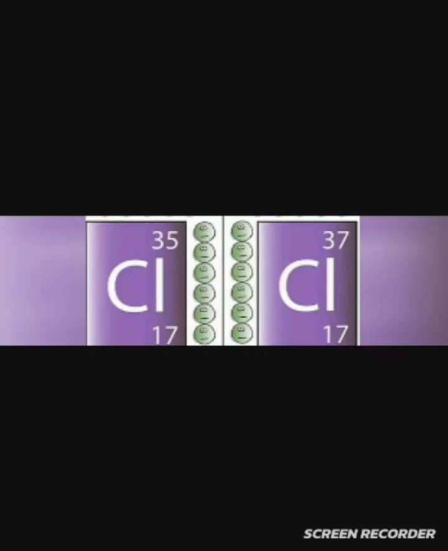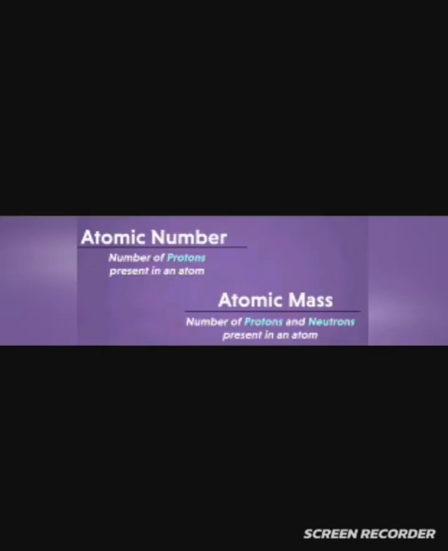At the top, we have superscripts, and our superscripts are not the same. We have one superscript in chlorine 1 being 35 and in chlorine 2 being 37. Do you remember how we defined the atomic number? We defined the atomic number as the number of protons present in an atom, while the atomic mass was defined as the number of protons and neutrons present in an atom.